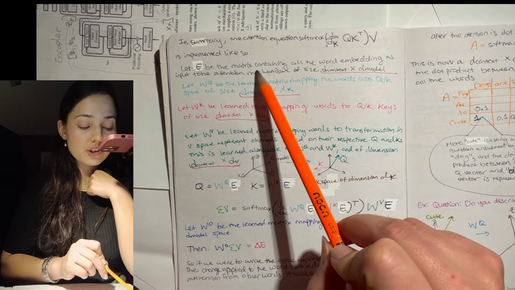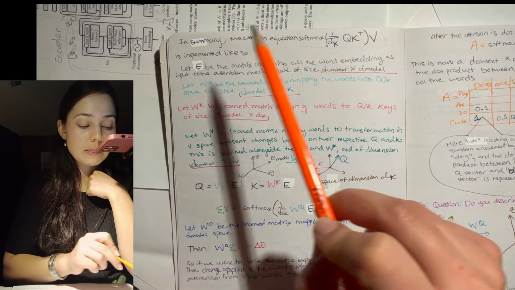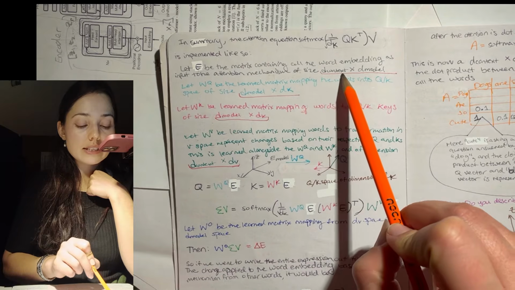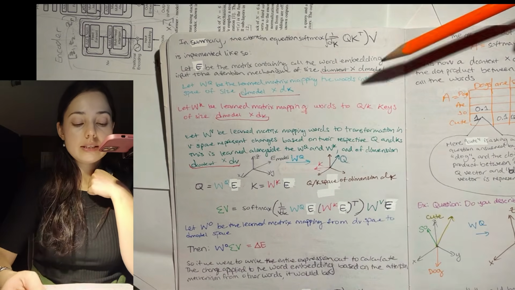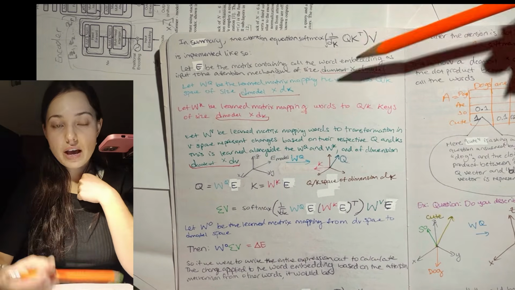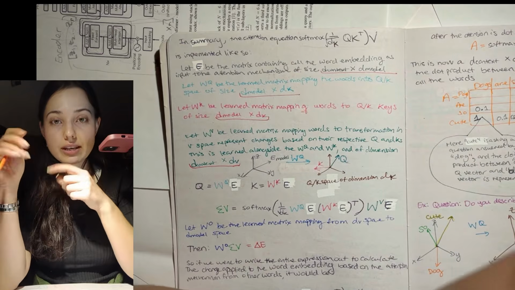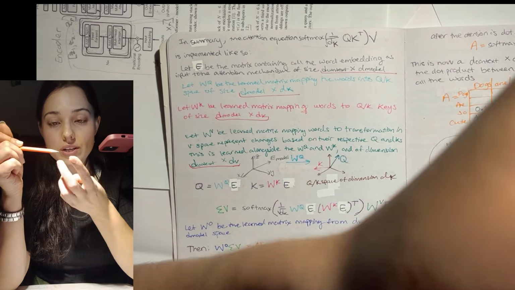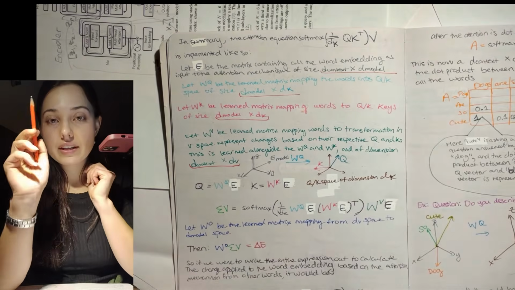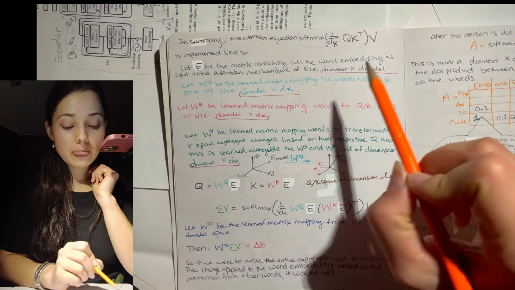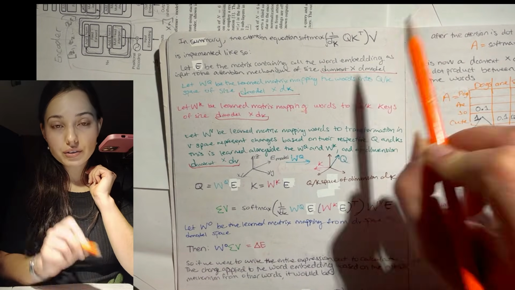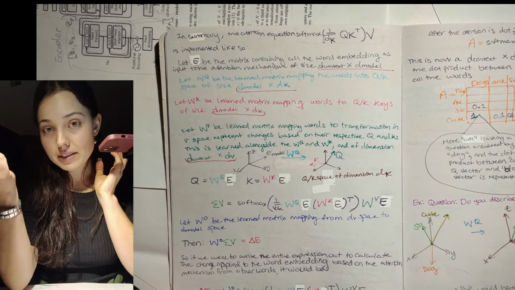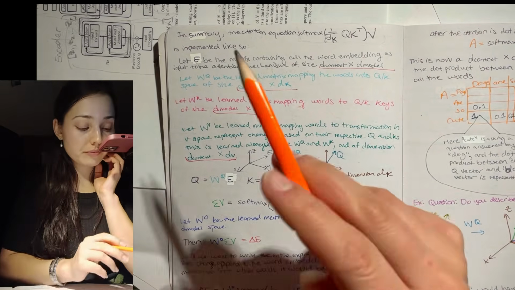Let E be the matrix containing all the word embeddings as input into the attention mechanism of size d context times d model. D context is the number of words we have in our context window. So for example, I love cats, that's a context window of 3. 1, 2, 3, I love cats. That's a context window of 3, multiplied by d model. D model is the dimension of our embedding space, which is 512.